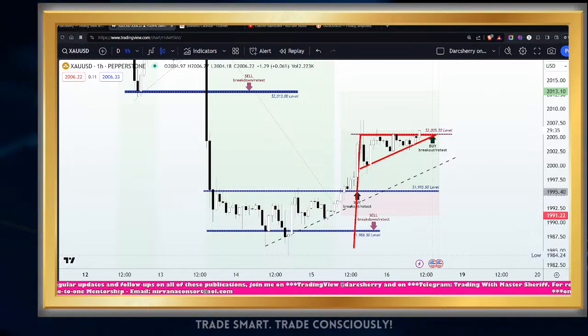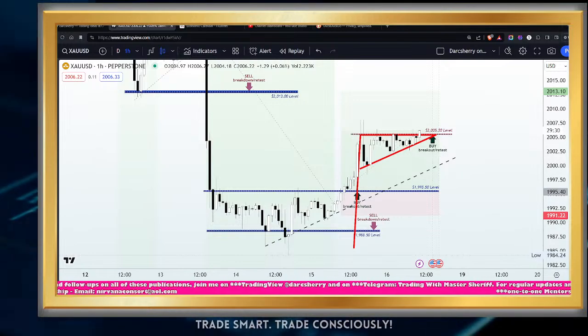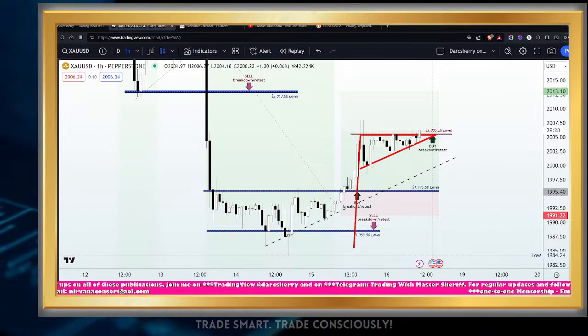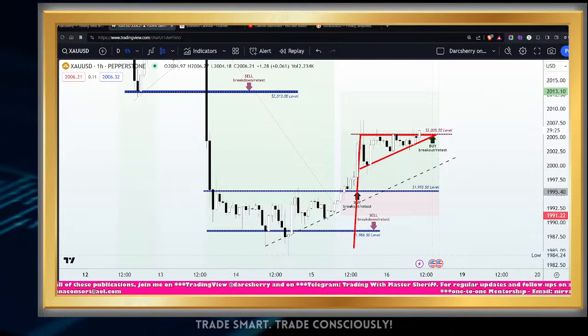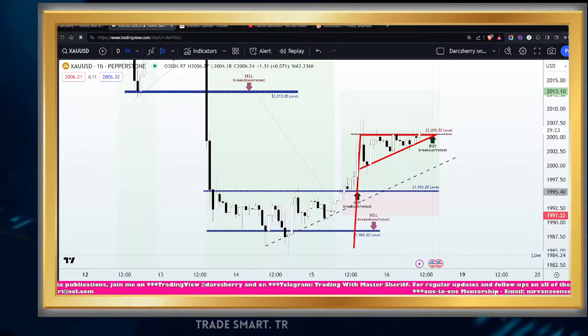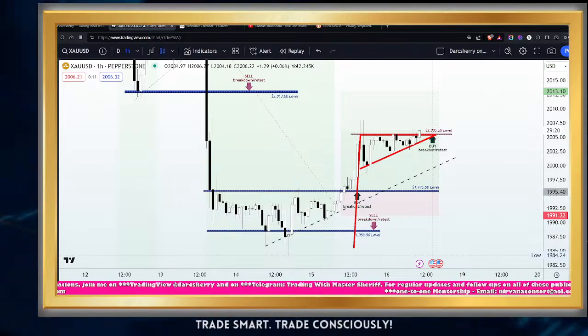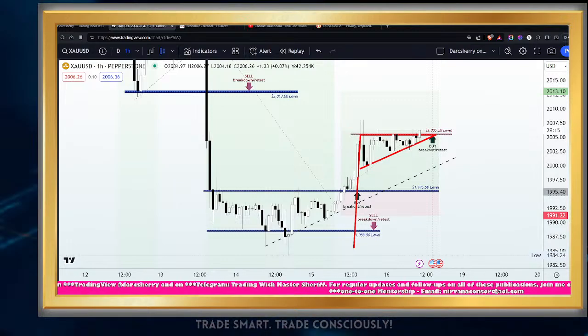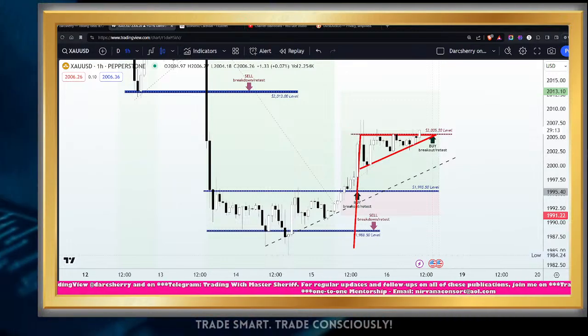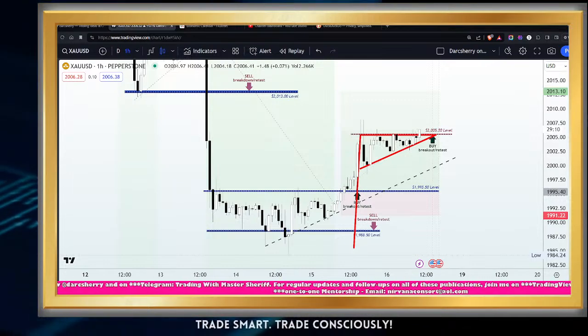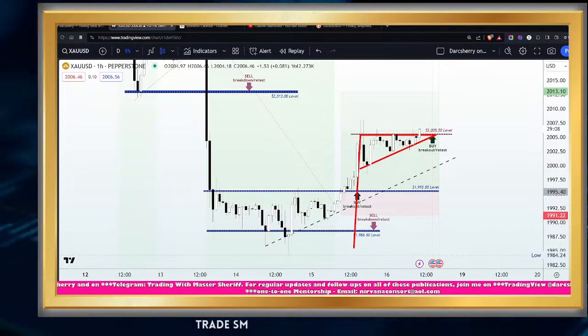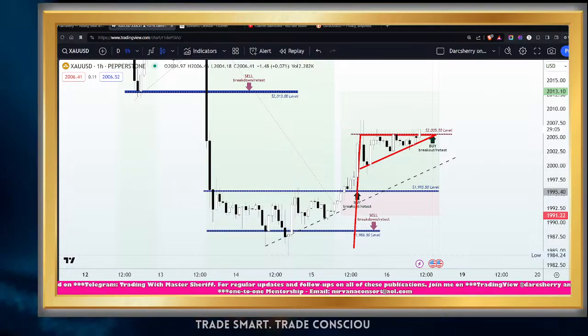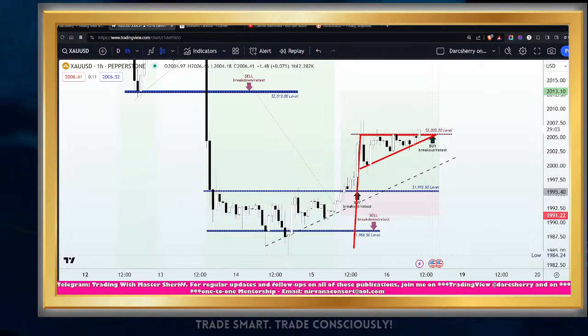that uptrend continuation pattern. Now, following the disappointing US retail sales report from yesterday, there are speculations that the Fed might consider rate cuts as early as March. If this speculation holds water through the course of today's session or next week, we might likely see gold rise to the upside, and we should position ourselves in such a way that we can capitalize on that opportunity.